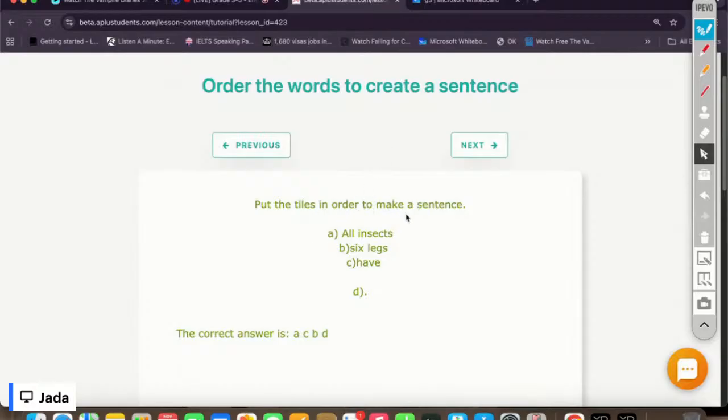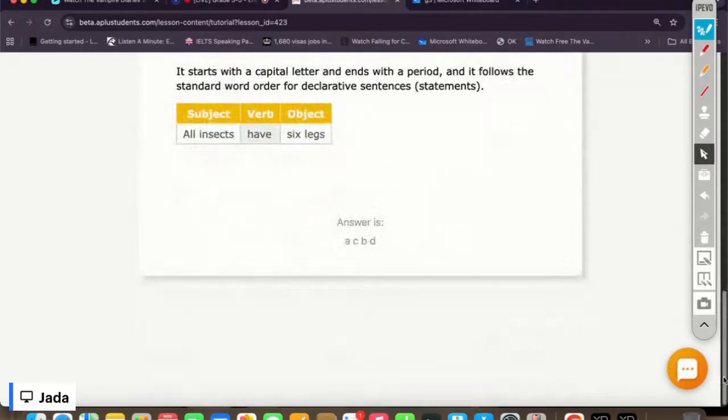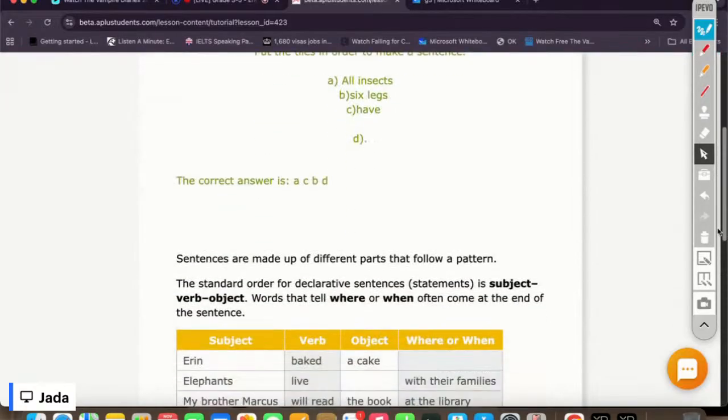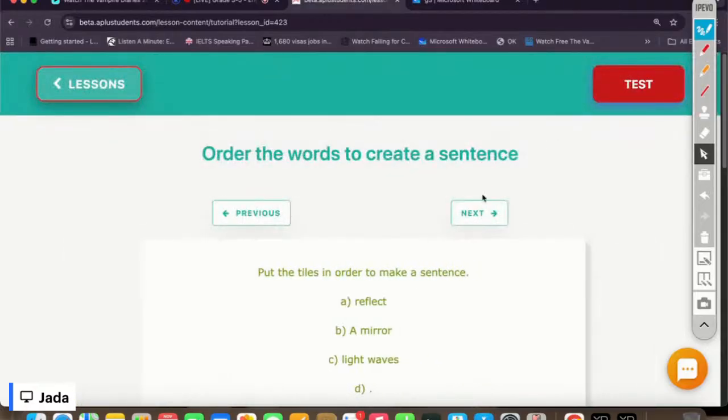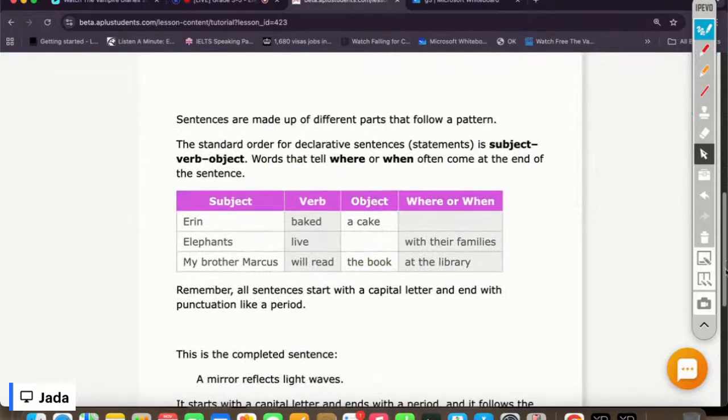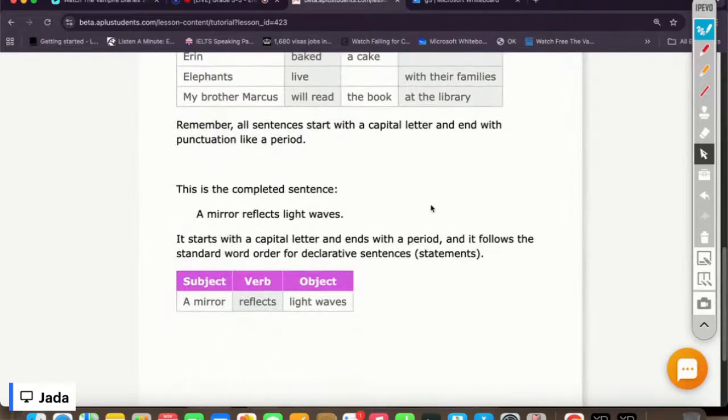All right, so put the words in order to make a sentence. All, insects, six, legs, have, with the period. So what do we have here? A, C, B, and D. Okay, so the complete sentence will be: All insects have six legs. So this is a complete sentence. Then put the words in order to make a sentence: reflect, a mirror, light waves. So you have to put the order, and we have: A mirror reflects light waves. Okay.